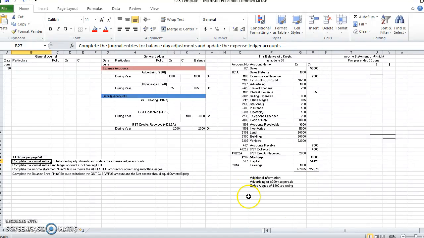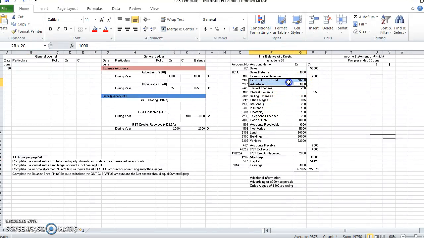So this information here is our balance day adjustments. It's saying advertising of $200 was prepaid. So that's what it's saying, that the advertising must be wrong as at 30th of June, our trial balance is incorrect for this. Our office wages must also be incorrect because we're going to adjust them now. So we need to go back and change these amounts after we've made our entries.